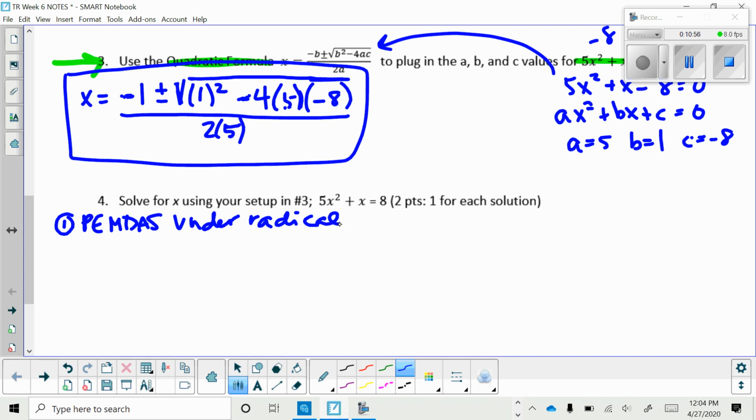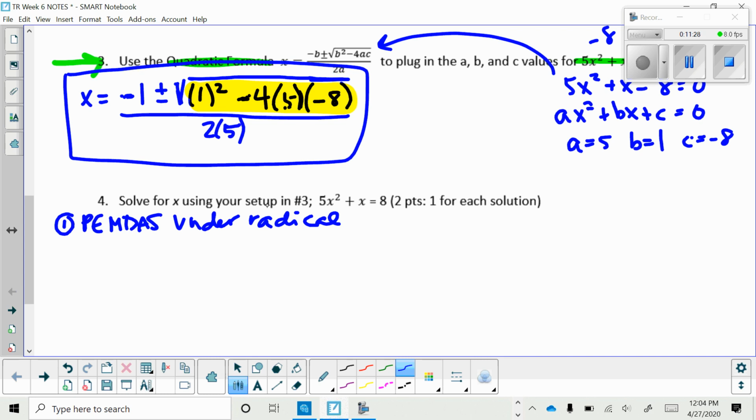All right, so I'm looking right here. Let me highlight this for you so you see where I am. So here's what's under the radical. The first thing you're looking for is your P. Are there any parentheses that can be simplified? No, right? There are 3 sets of parentheses, but inside each of those is just one number. There's nothing else you can do there, so we can move on to the next step.